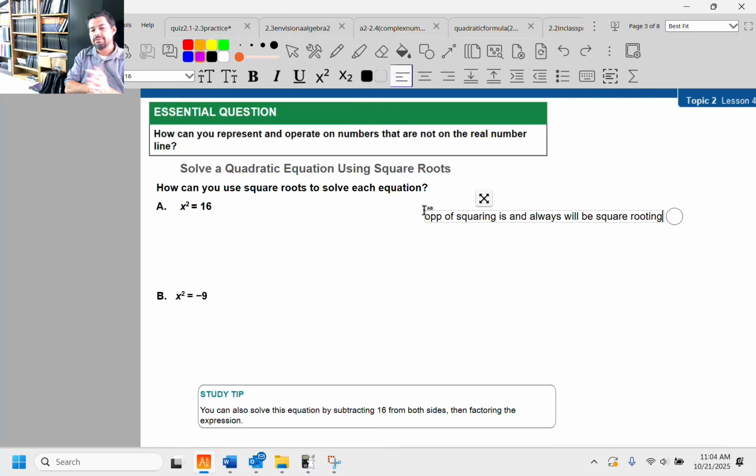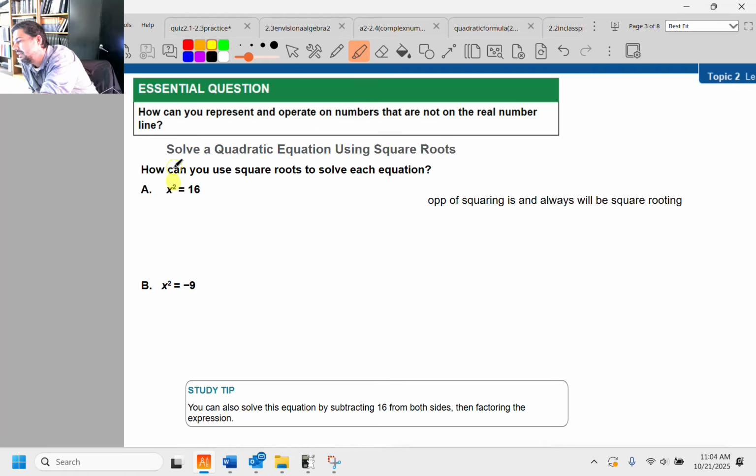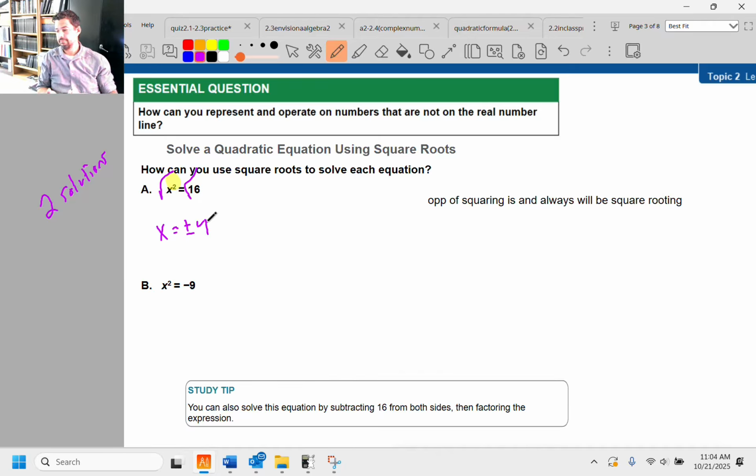So here I have something really simple. I have x squared equals 16. Now, do remember that the 2 is telling you that there will be 2 solutions. You're going to have to use the plus or minus symbol. It's x squared, it has 2 answers. If I'm going to do this by square rooting, I'm going to take the square root of the left and I'm going to take the square root of the right. And I'm simply going to get that x is plus or minus 4. That was a real number.